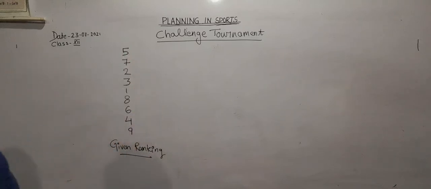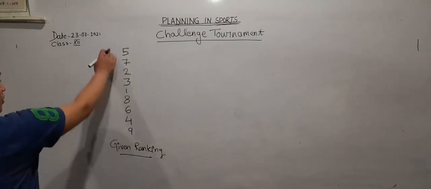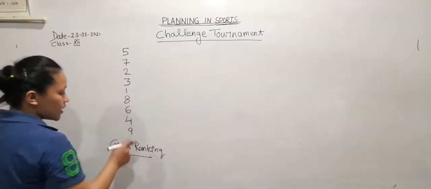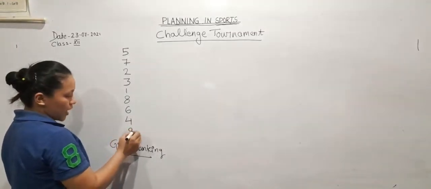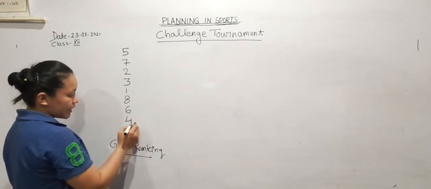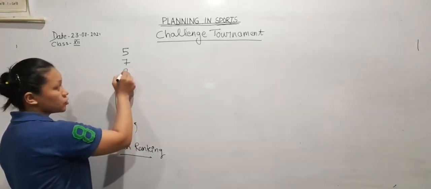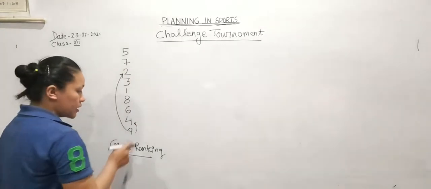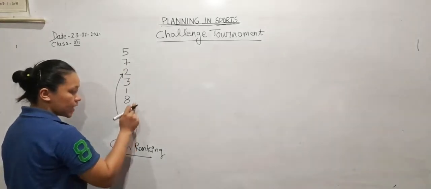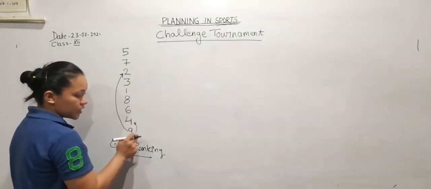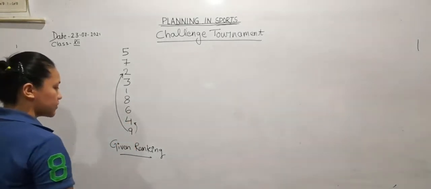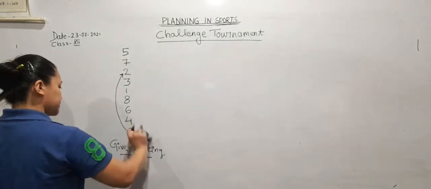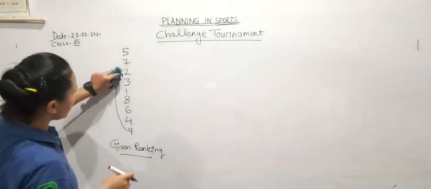Now, if any player is unsatisfied with his rank, he can challenge the higher ranked player. He cannot jump ahead to challenge the top ranked player. He has to proceed step by step. If he wins, he gets the rank of that player, and if he loses, there will be no change in the rank. Let's take the example.